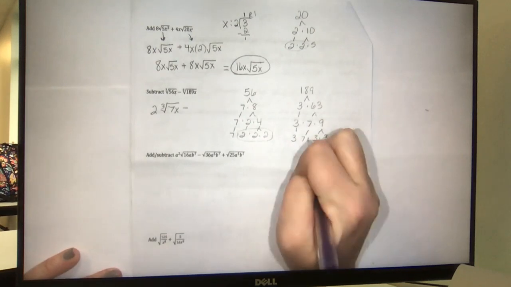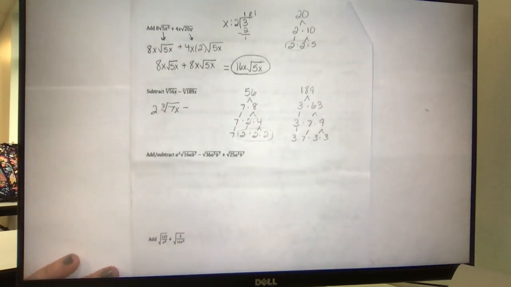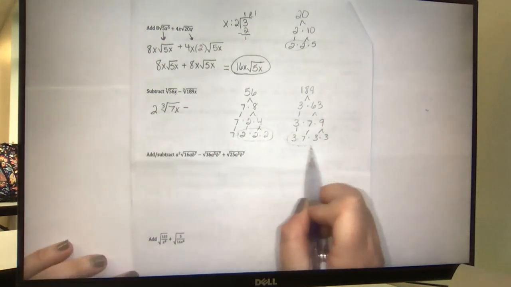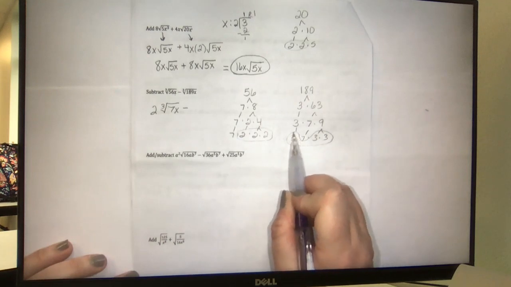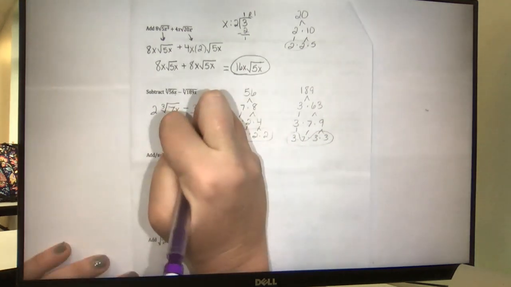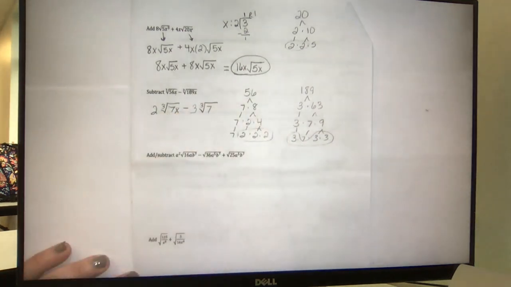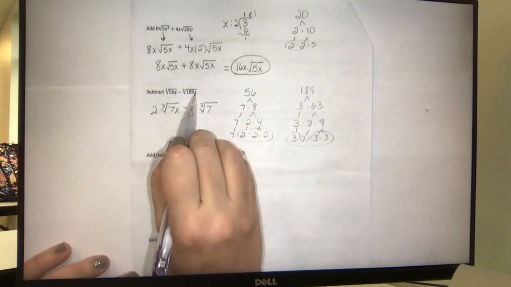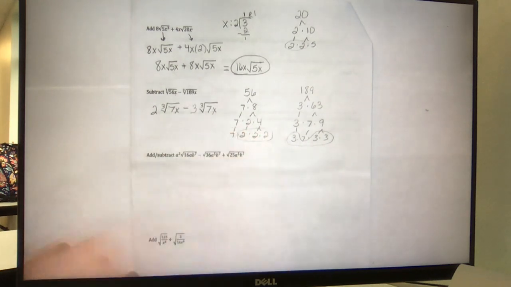All right, when you're all finished, you should have 1, 7, and 3 3s. It's a cubed root, so I'm looking for groups of 3s. So here we go. There's a group of 3 numbers. I'm going to pull that 3 out, and I'm going to leave the 7 under. What about this x? He stays, right? Because his exponent is smaller than the index.